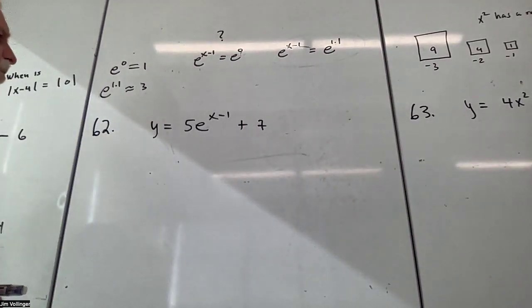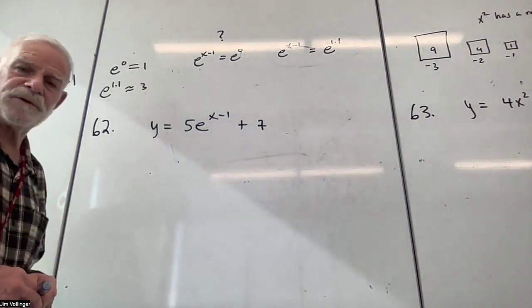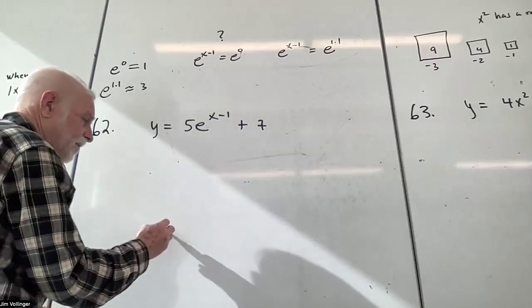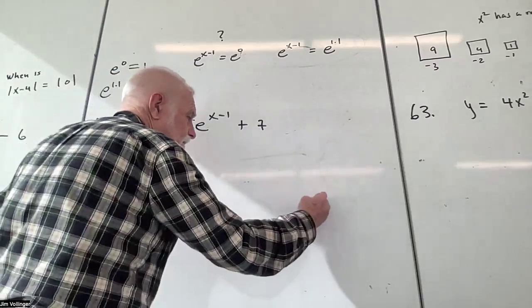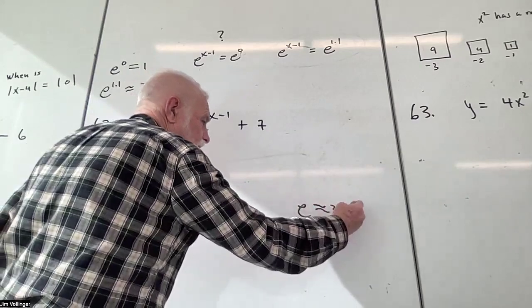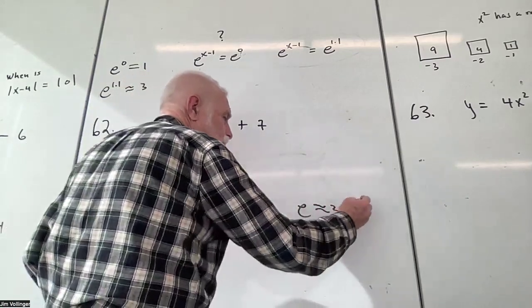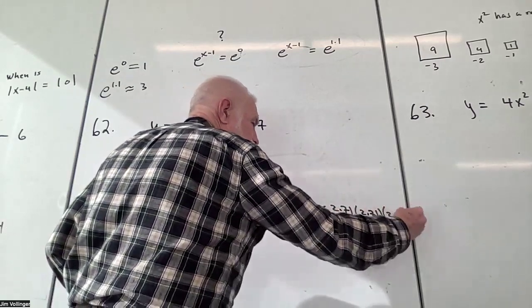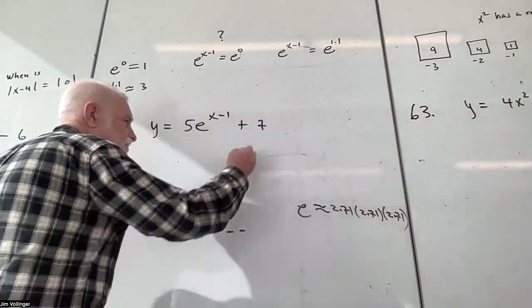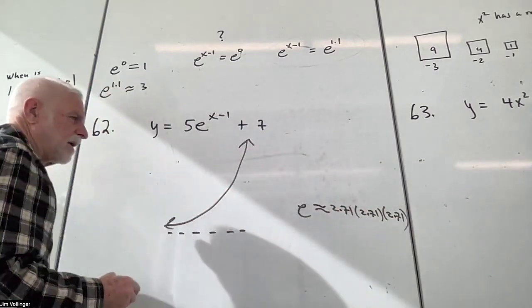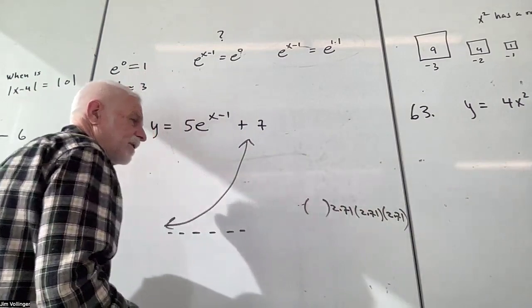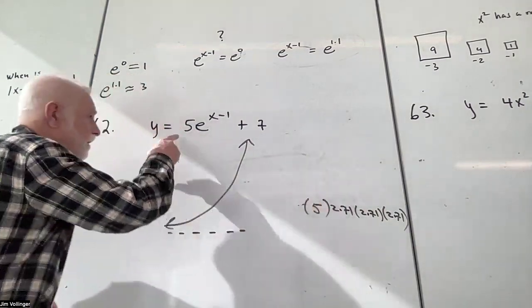5e to the x - 1, plus 7. Yesterday we talked about what are the steps in graphing. Well, the first thing is putting down the shape. This is exponential growth. e is approximately 2.71. And if I keep multiplying 2.71 times 2.71 times 2.71, my numbers are growing exponentially. But I'm not just going to multiply by 2.71. I actually have an initial value of 5.